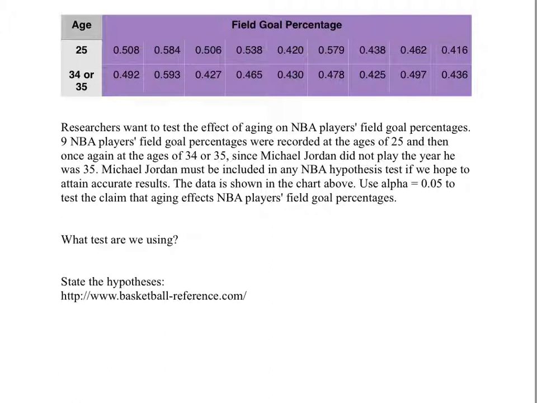Use alpha equals 0.05 to test the claim that aging affects NBA players' field goal percentages. So what test are we using? Well, we're testing the difference between two means using dependent sampling, which means we are using a t-test.